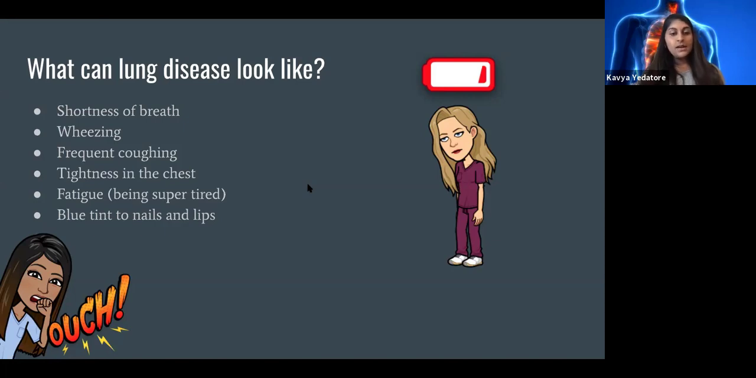It can be wheezing, which is when you're breathing, it kind of sounds like high-pitched squeaky noises, or frequent coughing, tightness in the chest. It can hurt and just feel like it's difficult to breathe, or even just being super, super tired and totally exhausted from doing just your daily activities. And even after eating, you can just be tired. And you can even sometimes see in some cases where your lips and nails and toes can get bluish because it's difficult for oxygen to get all the way to the tips of some of your extremities.